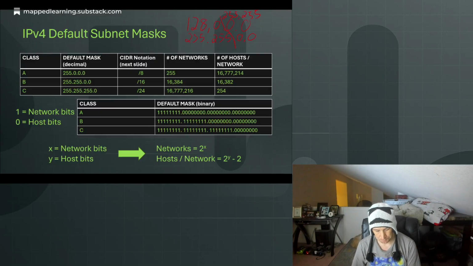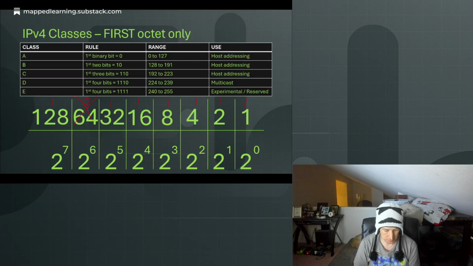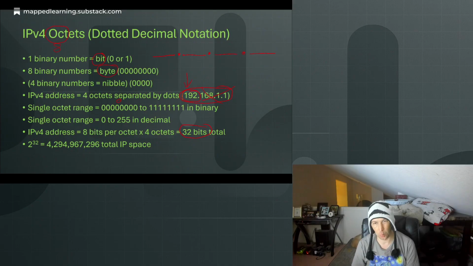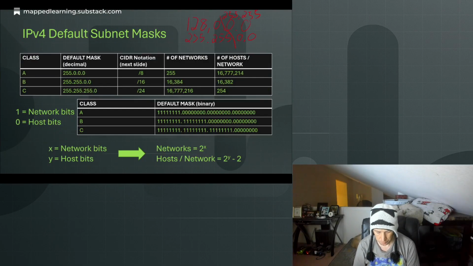Same thing for Class C. The default mask is 255.255.255.0, and an example of that would be the 192.168.1 network that I spoke about in this slide, like your home network. Now, a couple things that I want to talk about in this slide before we get to the next one. Here in this column, we have that CIDR notation. I will explain what that means in the next slide.